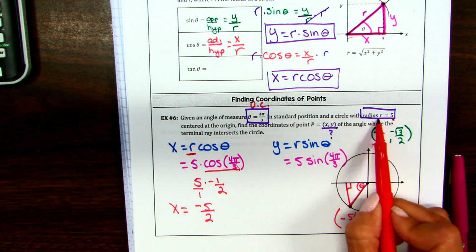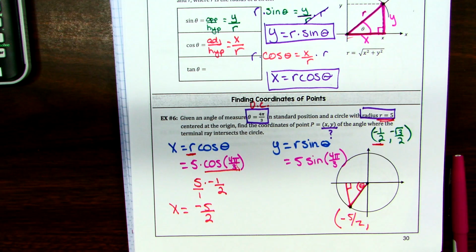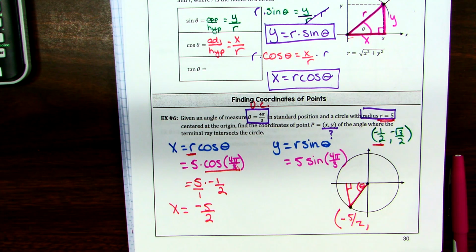Radius given to us. Okay? What? Oh, okay. Good now? Sorry, go ahead, stop. I'll stop.